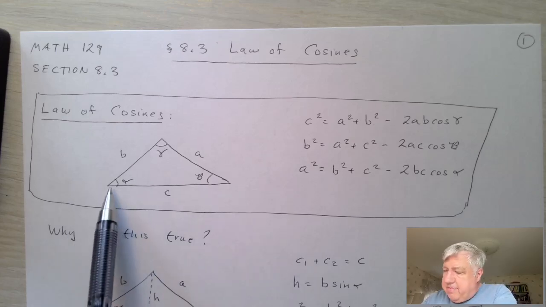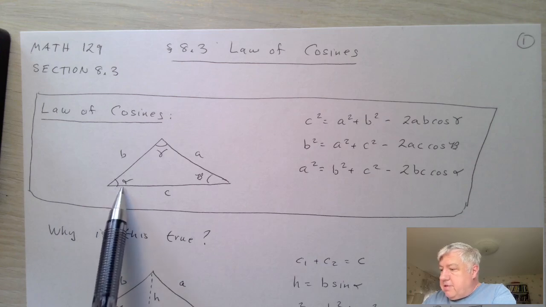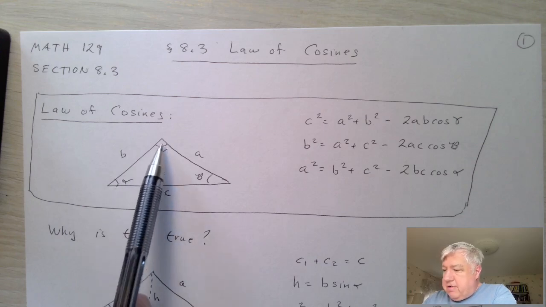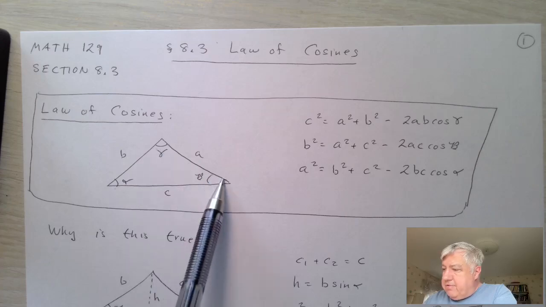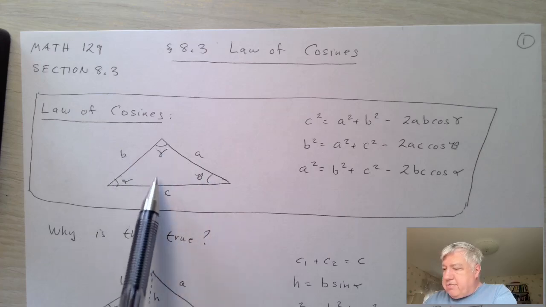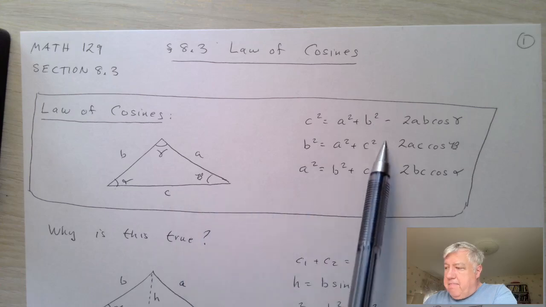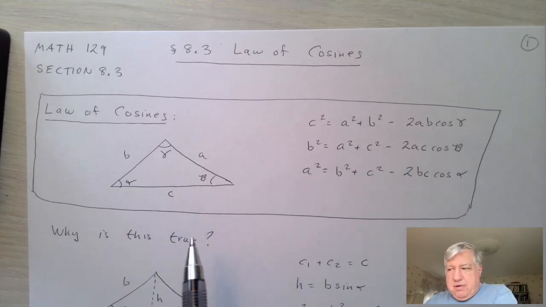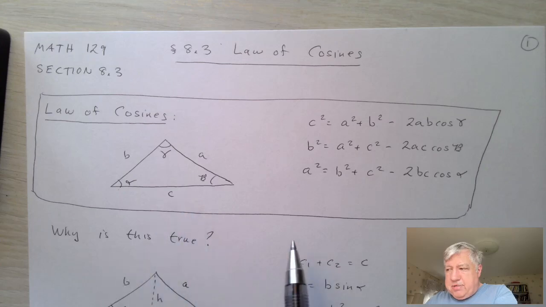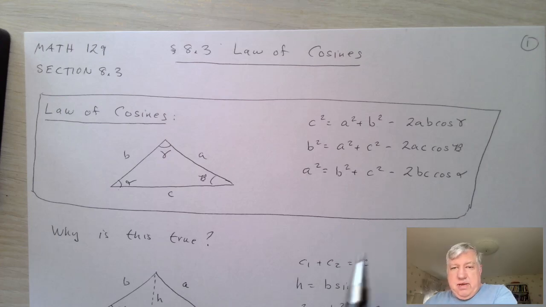Basically, if you have a regular triangle here, it just says if you have an angle and you consider the side opposite the angle, the square of the side is going to be the sum of the squares of the other two sides minus the product of 2 times the length of the other two sides times the cosine of the angle. Okay, that seems like a lot, but it's not too bad once you get to do this a few times.